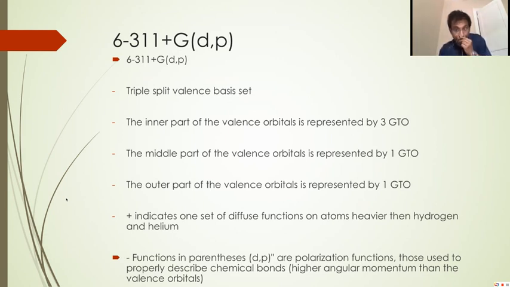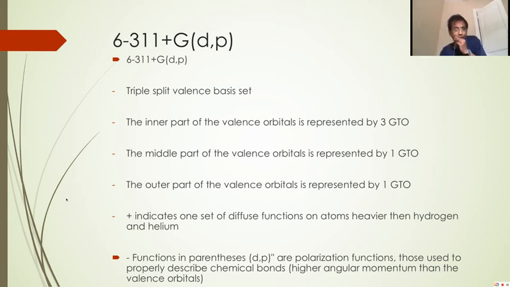There is a lot of difference between STO and GTO that you have to remember. STO is Slater type orbitals and GTO means Gaussian type orbitals. Plus indicates, as I already mentioned, diffuse: plus signs indicate one set of diffuse functions on atoms heavier than hydrogen and helium.